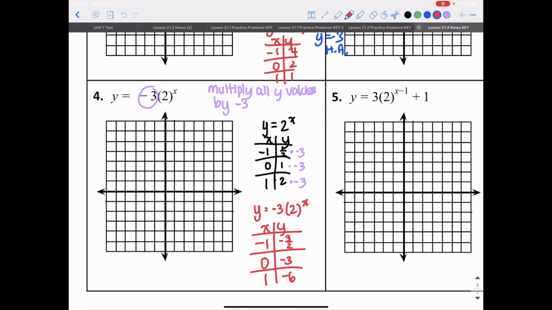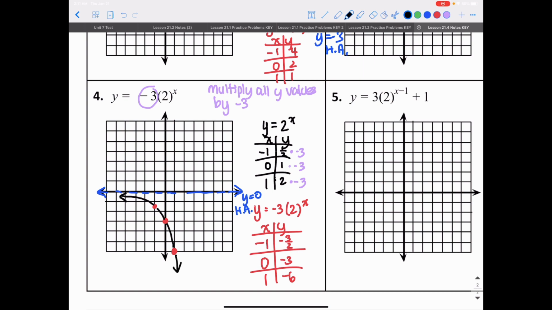First thing I want to do is draw my horizontal asymptote, which in this case, since I don't have a vertical shift, is 0. And then I'm going to plot these points. So negative 1 and negative 1.5, 0, negative 3, and 1 and negative 6. So 1, 2, 3, 4, 5, 6 right here. And then I'm going to connect these and make sure I don't touch that x-axis.